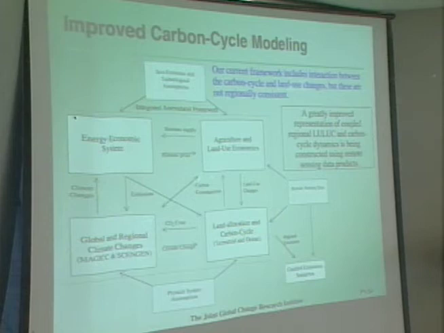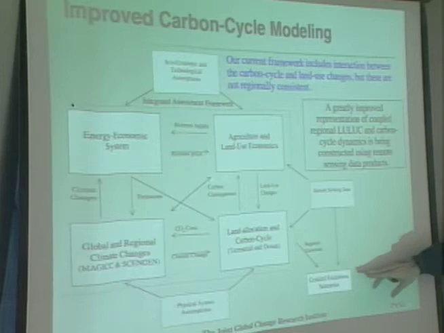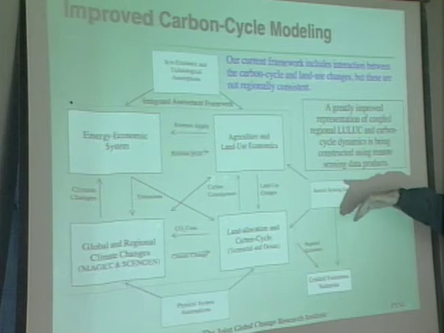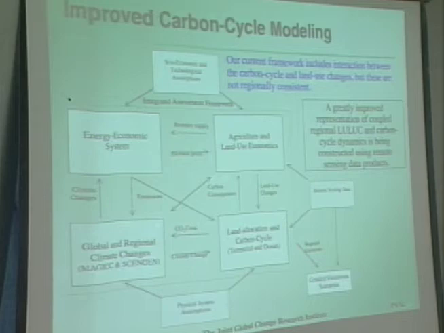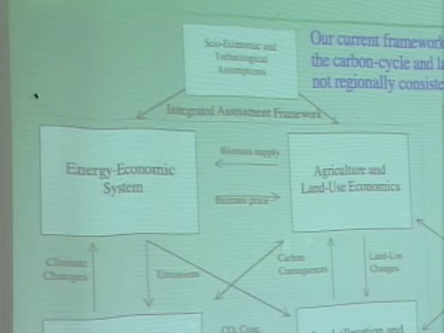This was a NASA-funded project, so remote sensing data is the key to all of this. And then we can go back the other way and use some of these gridded data sets to produce better gridded emission scenarios. The core of this model is the energy economic system. Another big piece is agriculture and land use, and the link is biomass. That is the primary link between the energy economic system and the agriculture and land use economics.